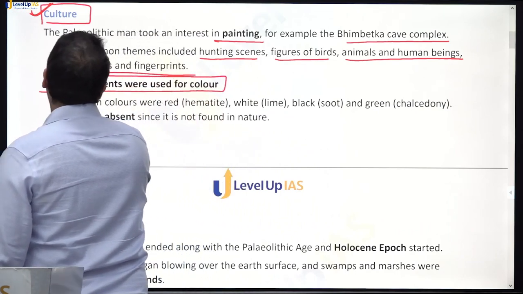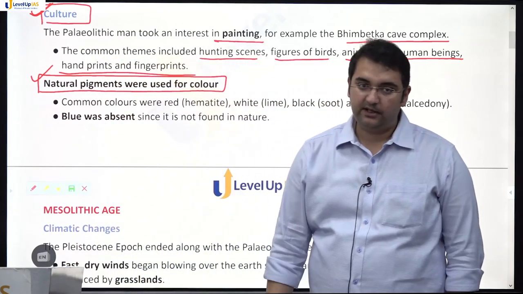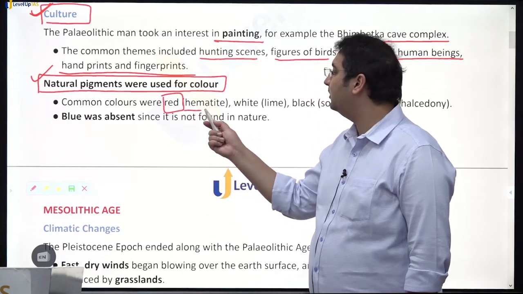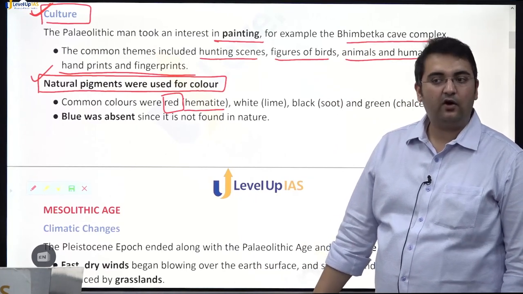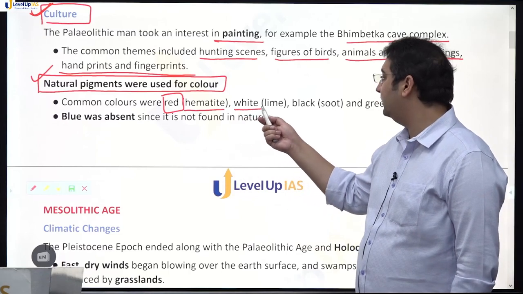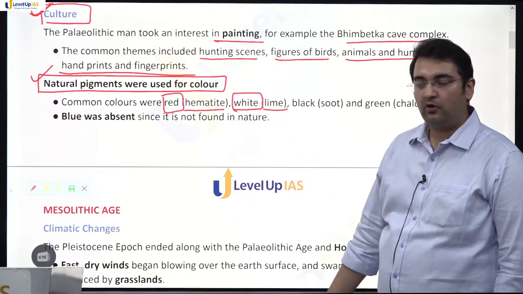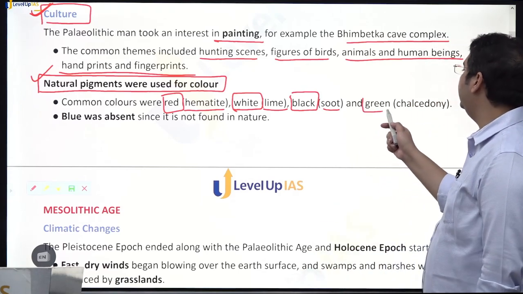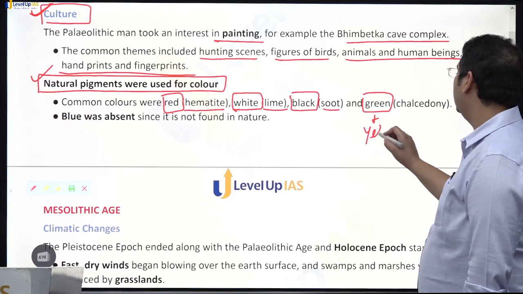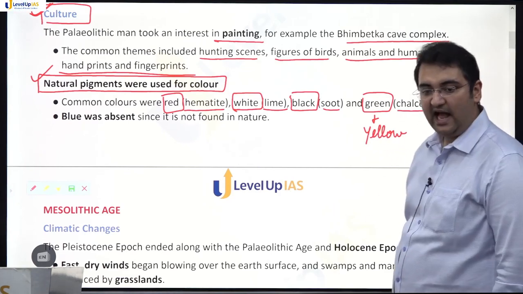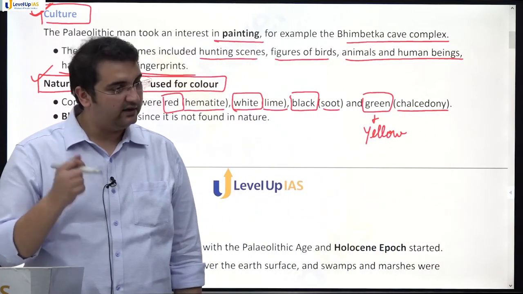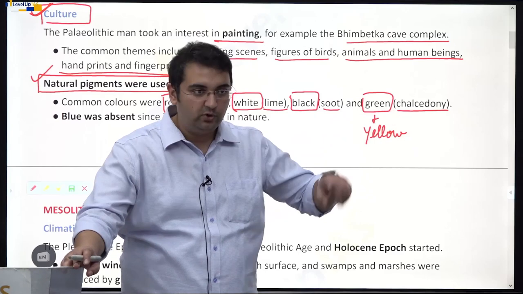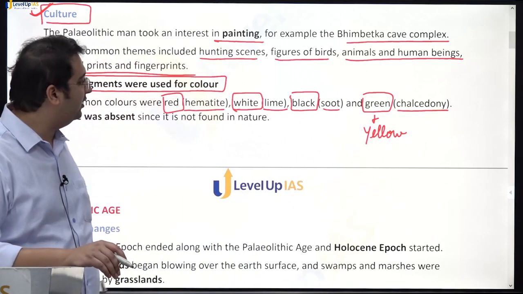Now, colors were obviously obtained from natural pigments. Synthetic pigments banane ka koi option tha nahi. Commonly used colors were red, obtained from hematite. What is this? Ferric oxide, obtained usually from the soil. White, obtained from lime or chalk. Black, obtained from soot or lamp black. And green, along with yellow, obtained from chalcedony. This is a particular type of rock which, when crushed, gives you this green color. Okay? And when the amount of water in it is lower, it gives you yellow color. Okay? So it is a matter of hydration.